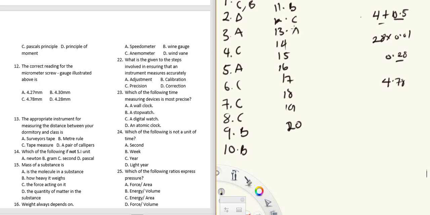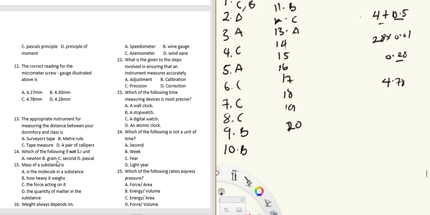That is surveyor's tape. And then question 14. Which of the following is not? So here it's supposed to be "is", but it's "if". Just pardon me for that typing error. Okay, so which of the following is not an SI unit?